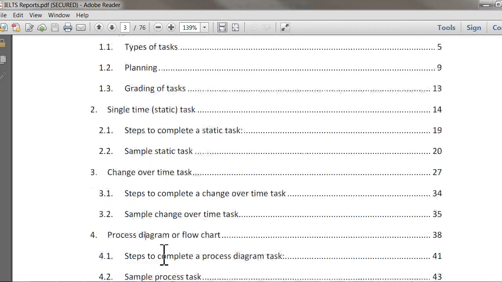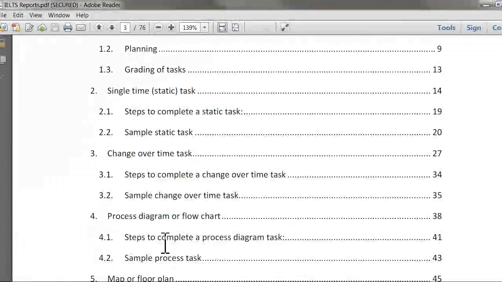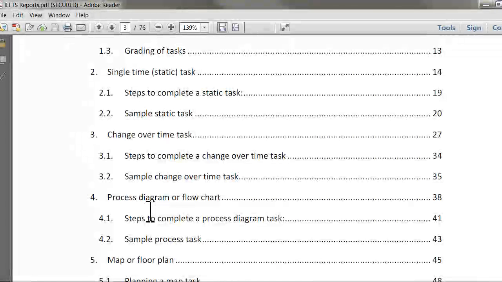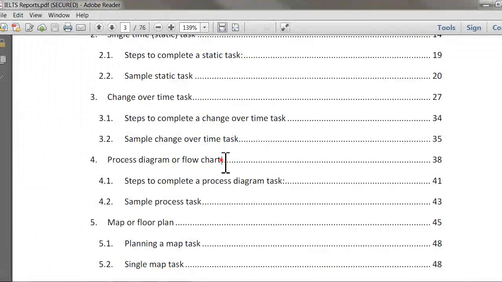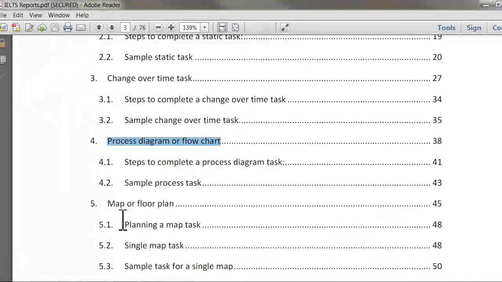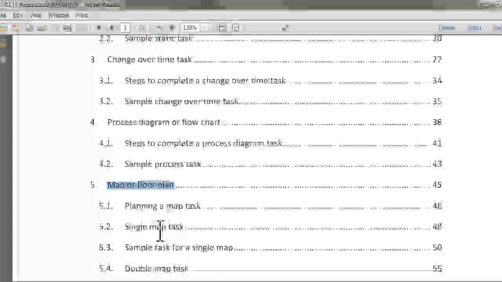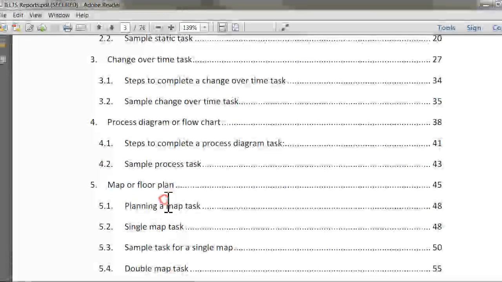Okay, then we move on. We've got lots and lots of different types of tasks with task 1 Academic, that's why it makes it challenging. So then we've got process diagrams or flowcharts. They've got to be dealt with in a different way. We've got maps and floor plans. Various times of the year, these get popular in the IELTS test.